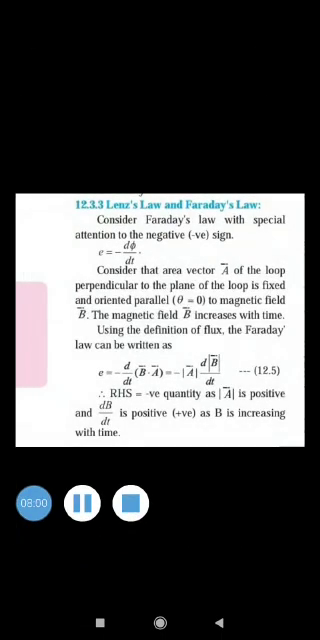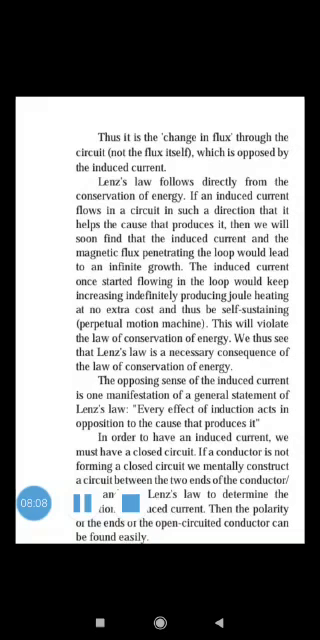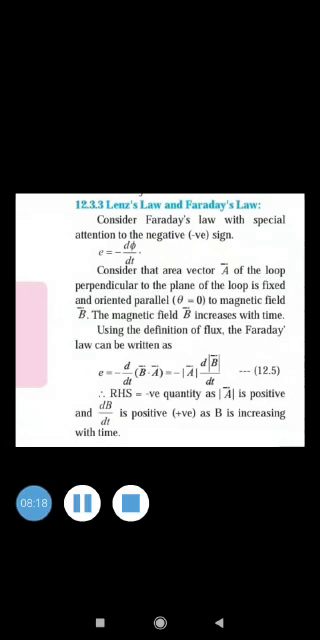And finally, Lenz's law and Faraday's law. In order to determine the direction of the induced current, the polarity of the ends of the open circuited conductor can be found easily. Now, to discuss Lenz's law and Faraday's law, how do we relate them?